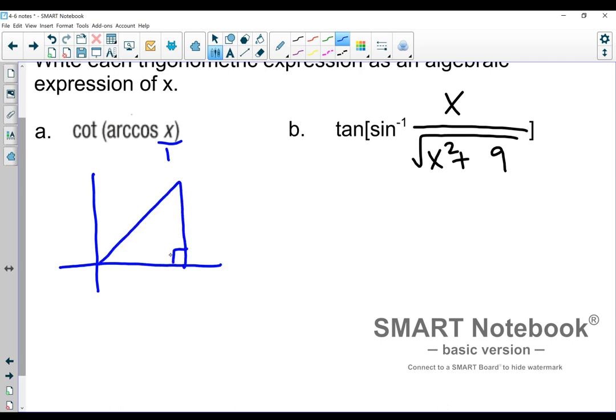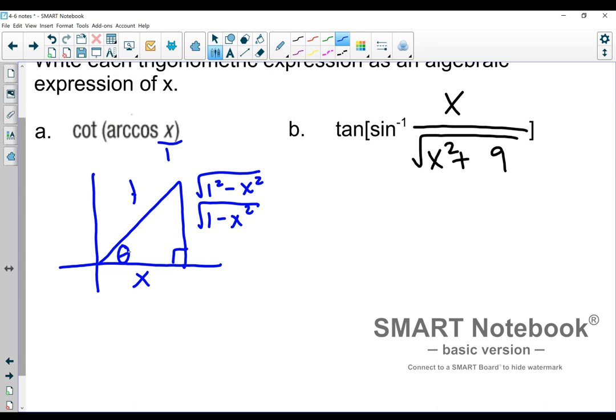So my, let's see, cosine is x over r. So my x side is going to be x. My r side's 1. So I can think about that shortened version of the Pythagorean theorem where I would now do 1 squared minus x squared and take the square root of that, which is just the square root of 1 minus x squared. So I have 3 sides, but they're kind of weird, right?